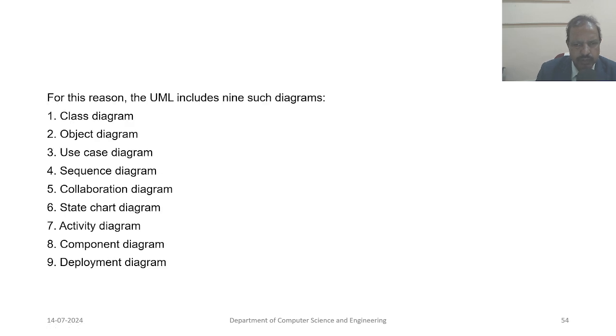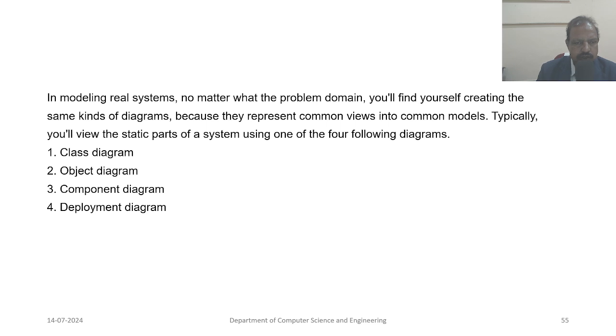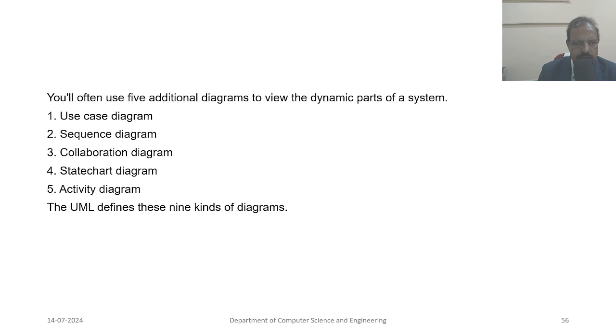So we have nine diagrams. Those diagrams are the class diagram, object diagram, use case diagram, sequence diagram, collaboration diagram, statechart diagram, activity diagram, component diagram, and deployment diagram. For modeling the basic things, we require the class diagram, object diagram, component diagram, and also the deployment diagram. Is that clear? The other five additional diagrams we also need for the dynamic part.